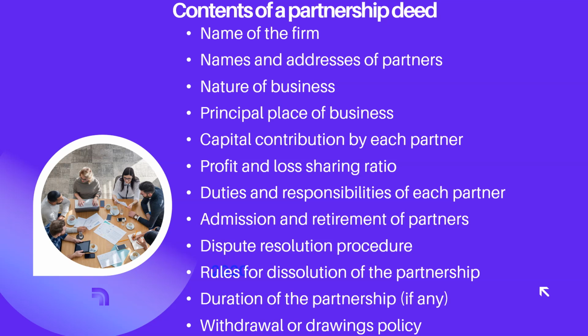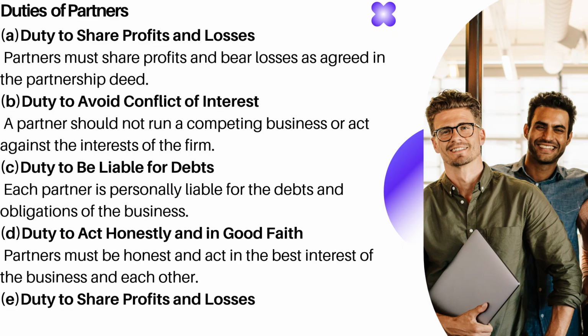Duration of the partnership. We are going to be seeing that one of the reasons when a partnership comes to an end is the completion of the time that you had agreed. So that is based on whether the partnership had a duration set aside. And then we have the withdrawal or withdrawings policy. So if somebody wants to withdraw maybe a part of their investment, what does the deed say? How does the deed clarify that issue?